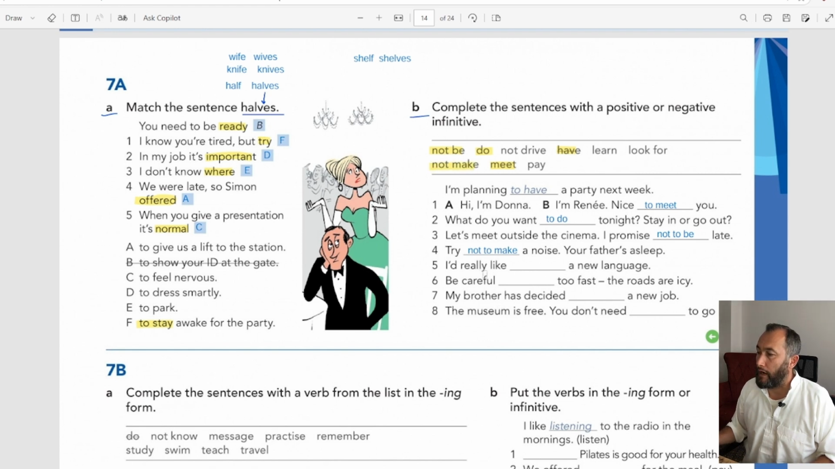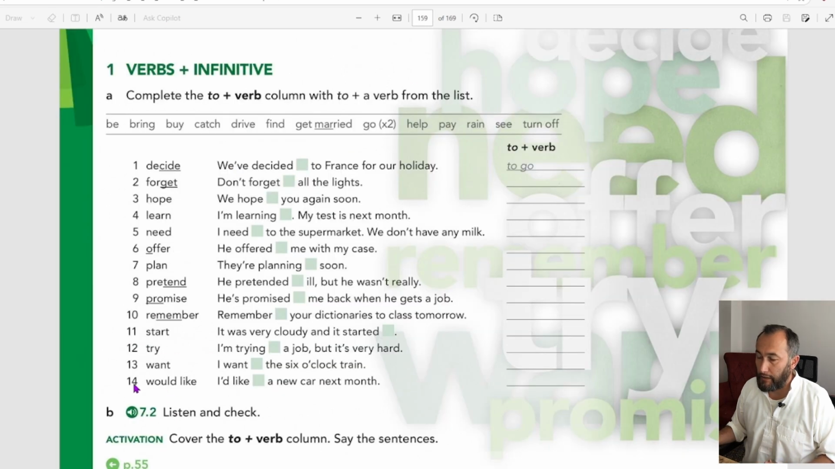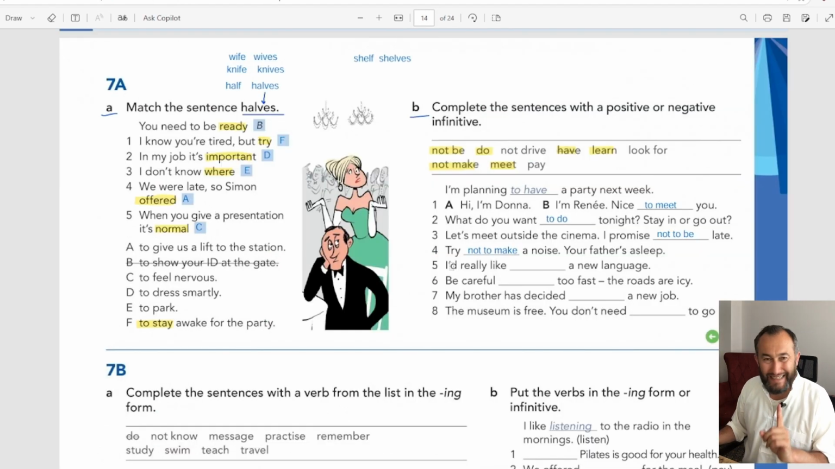I'd really like a new language. So language is about learning, and we got this learn here. So it means I would like. Would like, number 14. But here we're using the contracted form, I'd. So I'd really like to learn a new language.